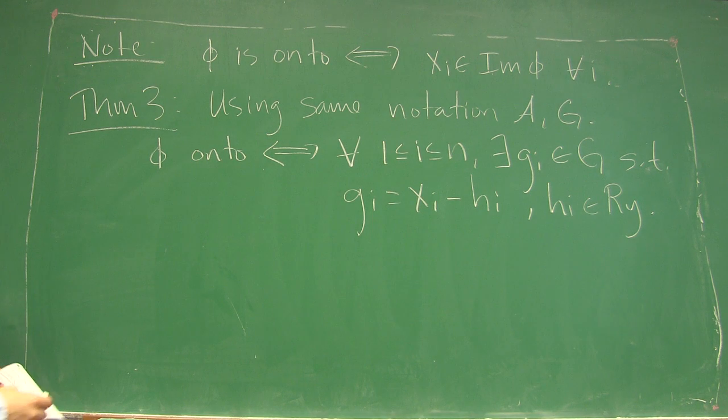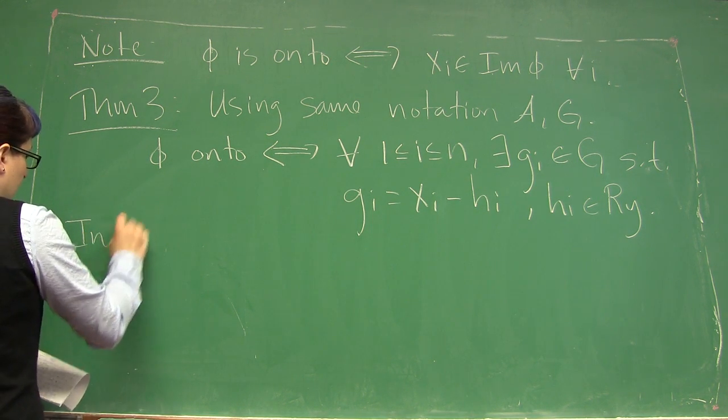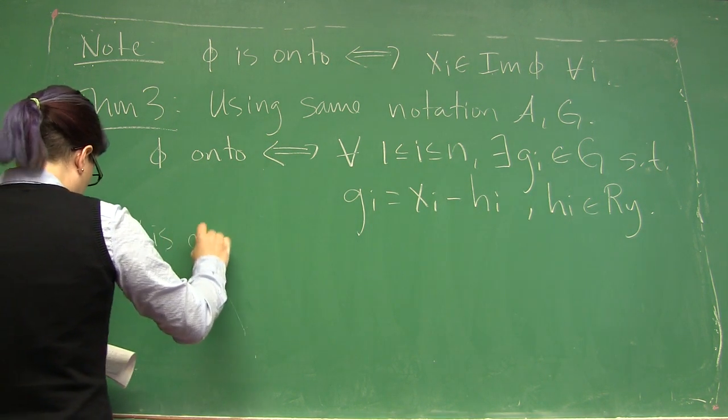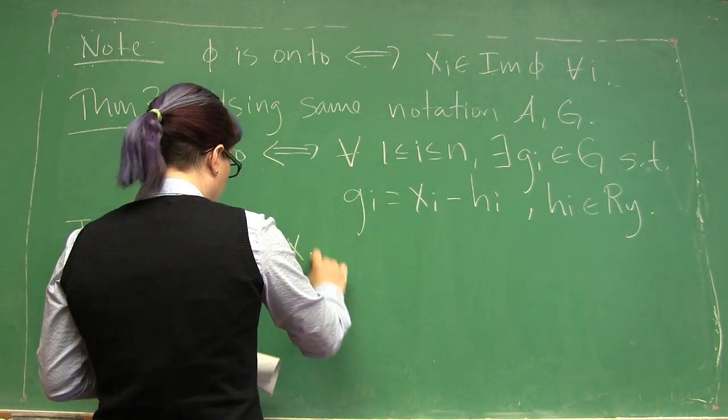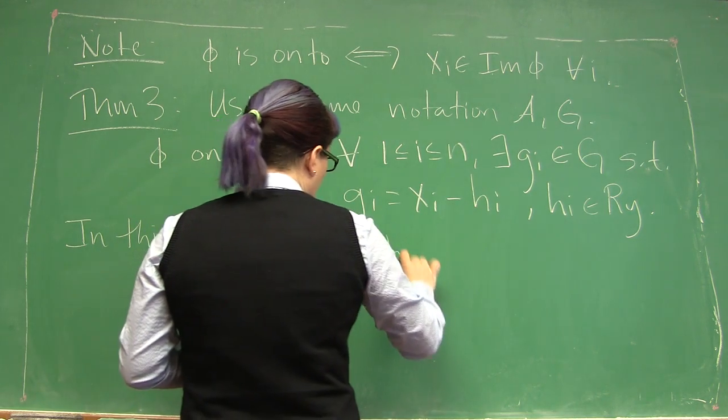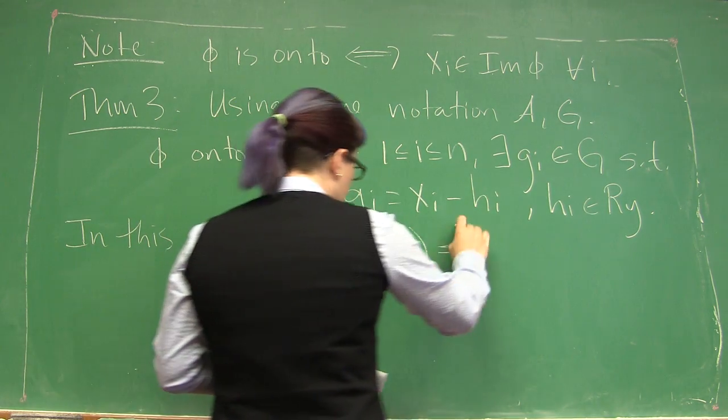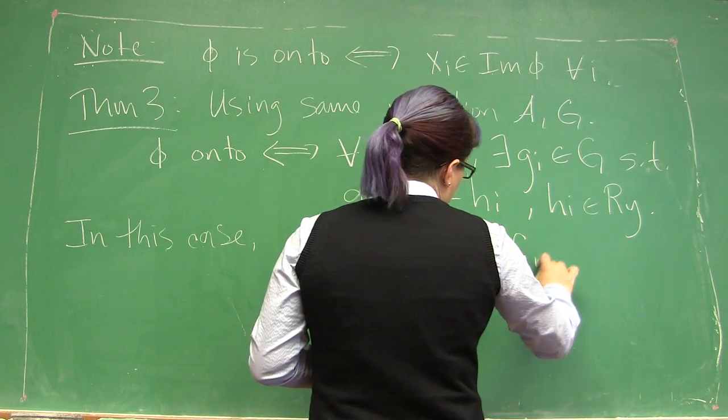In this case, we have that xi is equal to phi of hi, which in other terms is hi evaluated at f1 through fn.